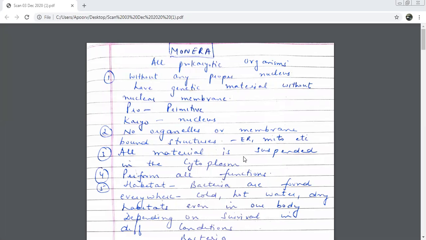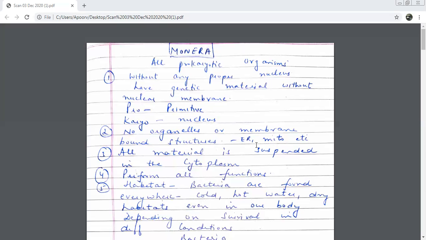The only difference is it is not present in proper membrane bound structures, but it is suspended in the cytoplasm. Beta, everything is there, genetic material is there, all the material of the ER is also there, mitochondria material is also there. The only difference is that membranes are not there. We do not have a nuclear membrane, so genetic material is floating in the cytoplasm. Similarly, ER material is also simply suspended in the cytoplasm. So we will say no proper membrane bound organelles are present.